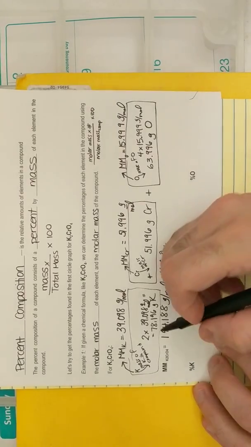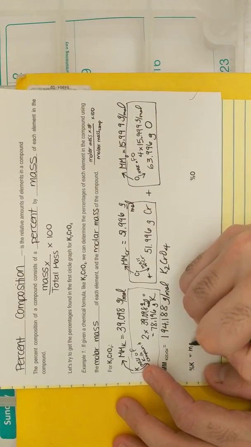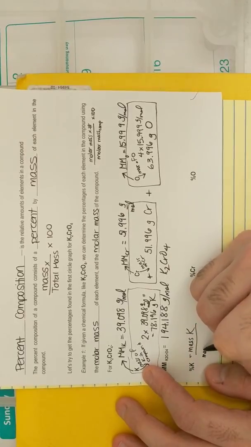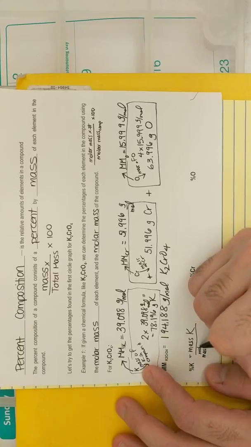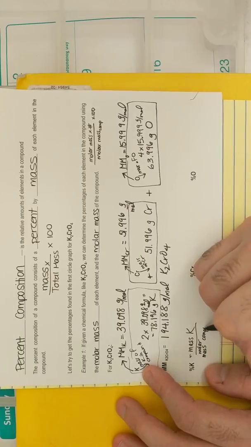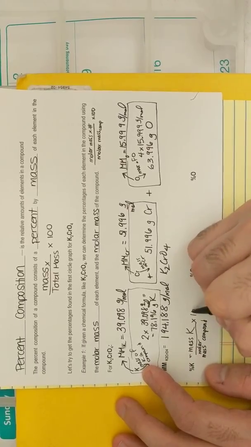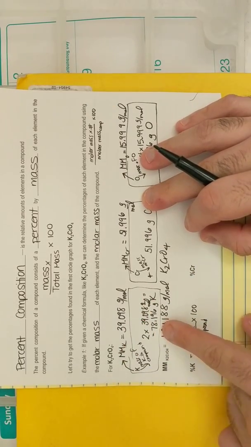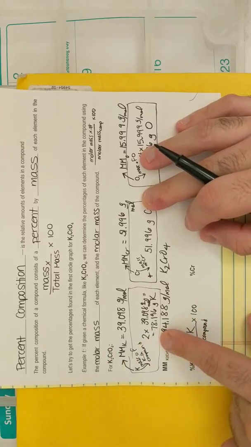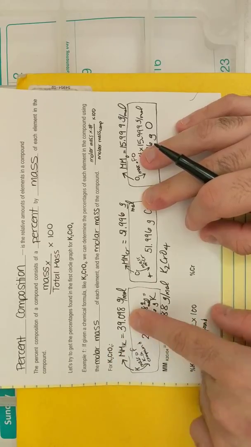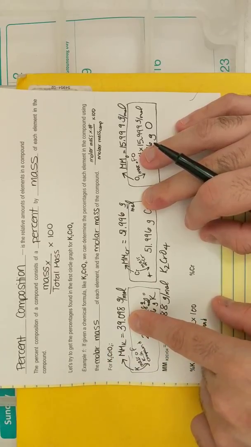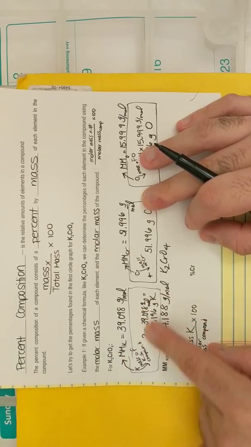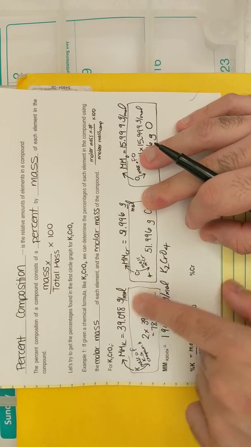If I want the percentage, I just take the mass of K and divide it by the molar mass of the compound, and multiply by 100. The mass of K in the compound comes from the two Ks. One mole of K is 39.098, and there are 2 moles of K in this 1 mole of compound, so I multiplied by 2. This is my mass of K.